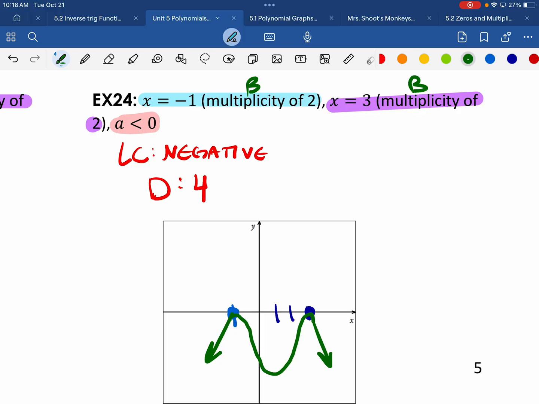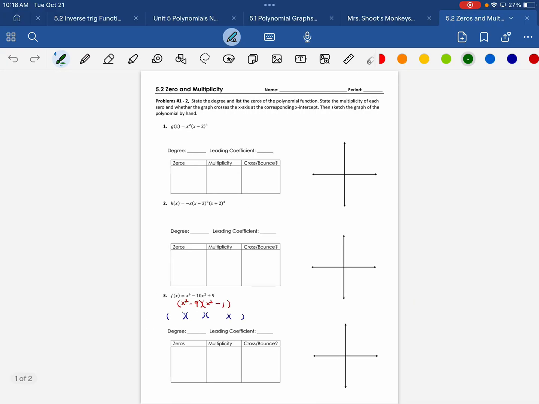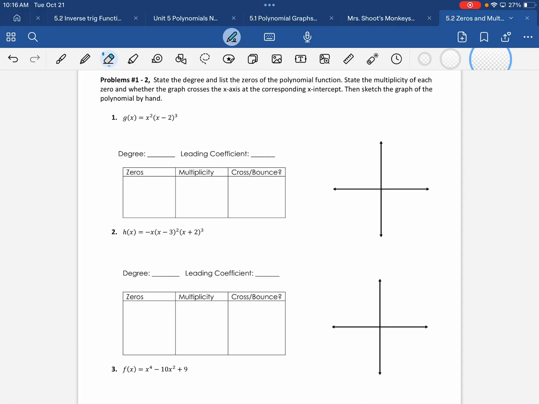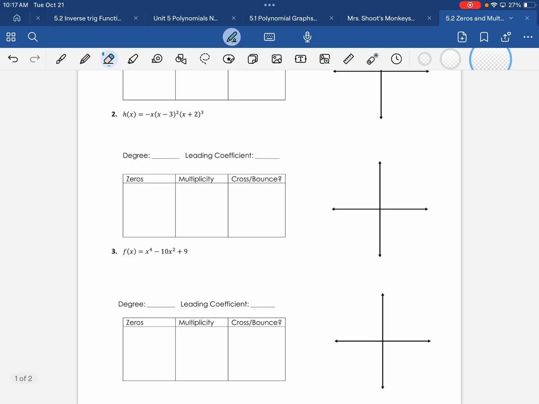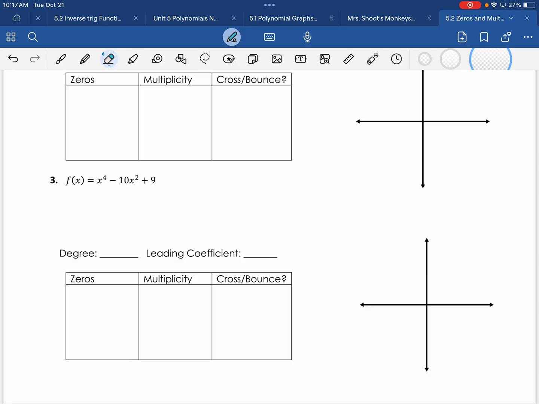All right, feel good? That's it. So let's look at your homework. The first two are very similar to what we did on the notes for today. You've got your factored version, you're doing degree, leading coefficient, all that jazz. There are 2 of them on your homework here that are not factored for you. So you would have to go and factor them.